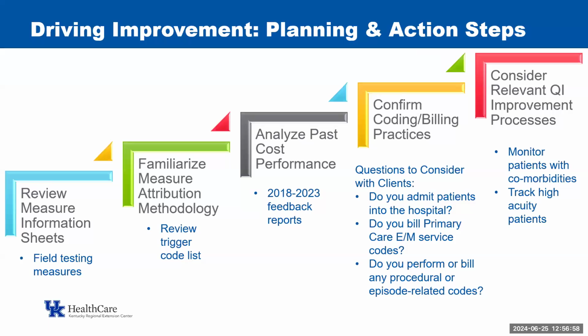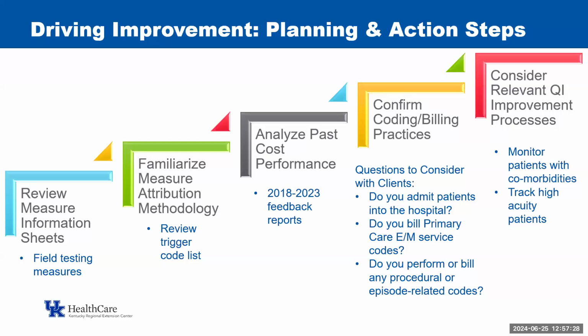So again, just a refresh of some of the action steps that you can take. Start with those measure information sheets. Reach out and your advisor can pull those for you. You can also find information from field testing measures. Those measures might not be eligible for this performance year, but odds are they're probably going to be coming down the pike. So if you trigger for those measures, that's a good indication that you will be scored on it in a future year and you can perhaps prepare for it.